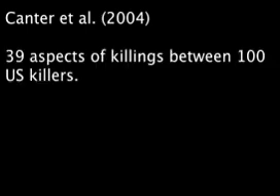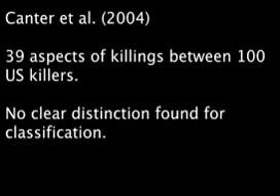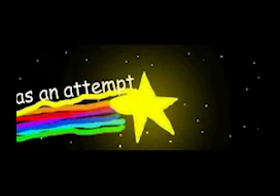Okay, thanks. This raises the concern that profiling could do more harm than good. Finally, the classification of organized and disorganized is thought to be false. Turvey in 1999 suggested more of a continuum. Cantor et al. in 2004 analyzed 39 aspects of serial killings between 100 US killers and found no clear division between the two types. So, now you know that the top-down approach has had some victories, but it's basically disregarded in every legal setting. Despite that, it does still have some benefits provided it isn't misused, but enough about that.